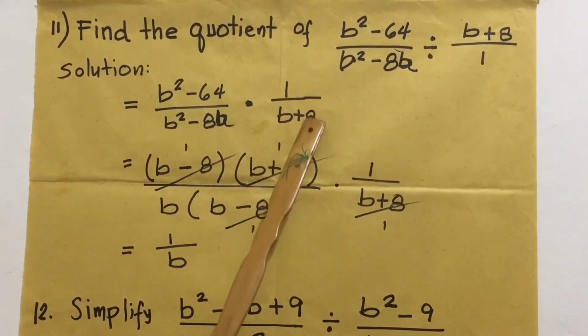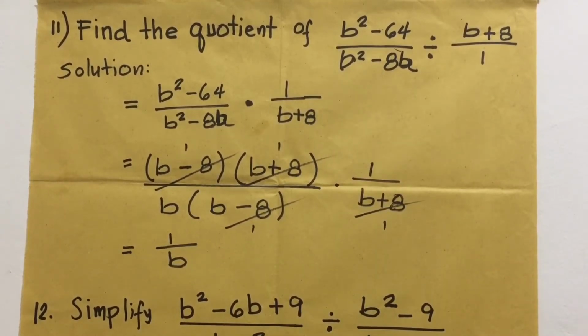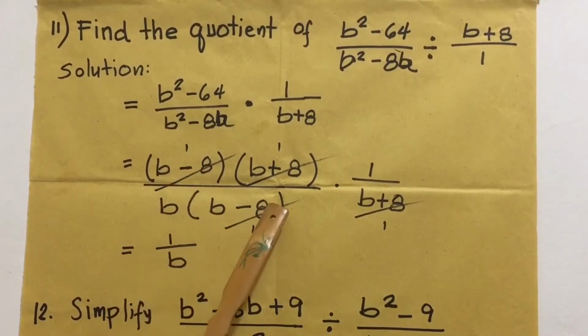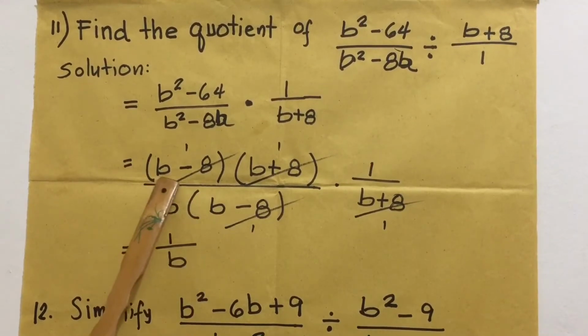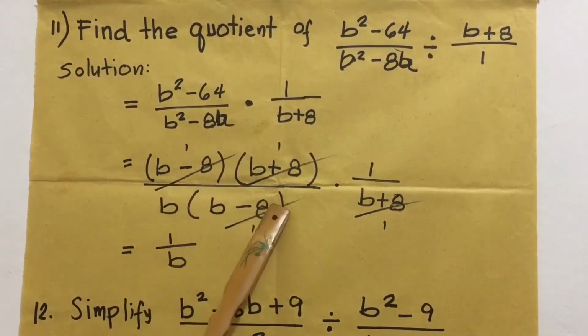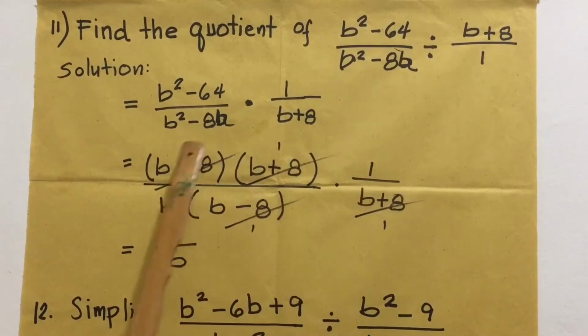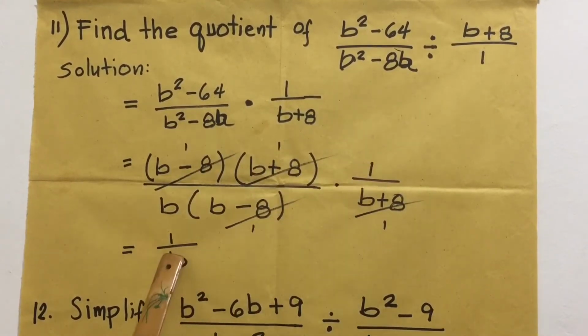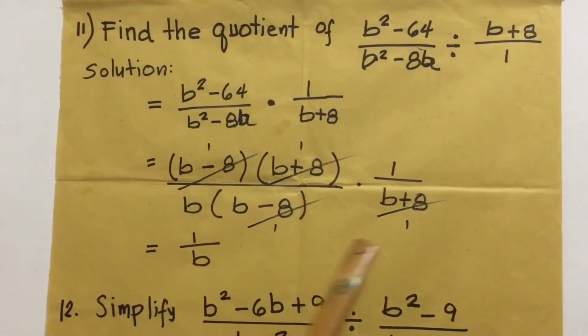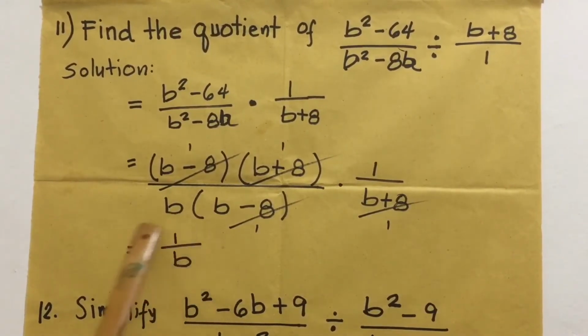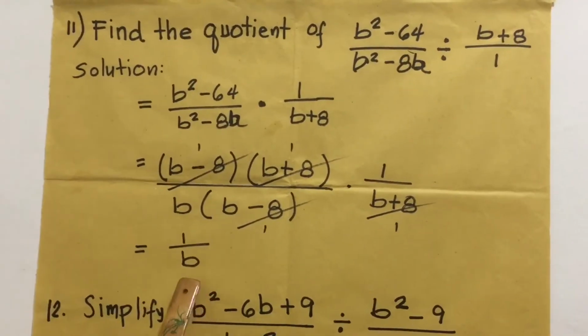Then for the second rational expression, we just copy because this is already prime. After that, we're going to look for the same denominator, then divide or cancel. So b minus 8 and b minus 8 are the same. We're going to cancel that and put 1. Then b plus 8 is the same, so we put 1 again. After that, we multiply directly. 1 times 1 equals 1, times 1 equals 1. Then 1 times 1 equals 1, times b equals b. So our answer is 1 over b.